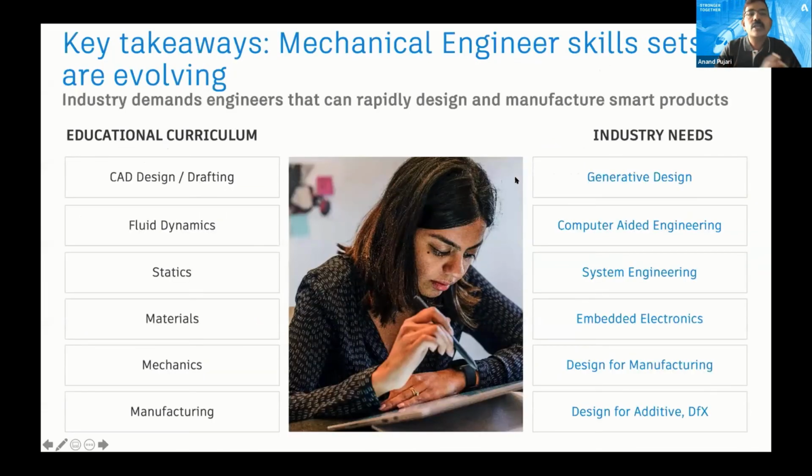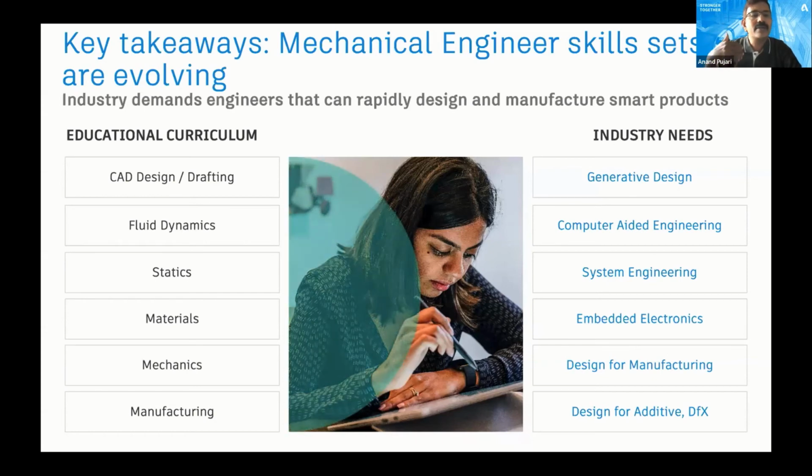Let's quickly look at how the current curriculum in the education sector compares with what the industry requires. On the left-hand side, these are the standard things: CAD/CAM design, CAD/CAM drafting, and CAD/CAM labs. We have materials, mechanics, and manufacturing as the curriculum as of now. But for the last 50 years, I don't think we have had a major change in our education curriculum.